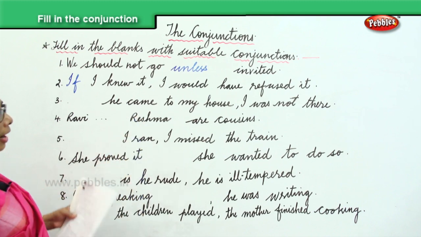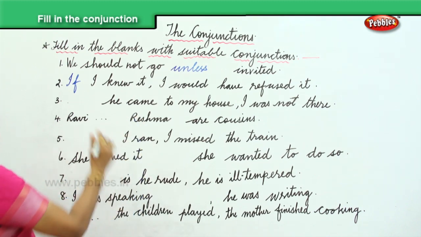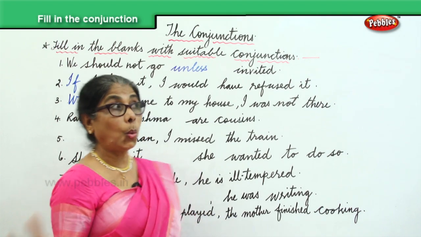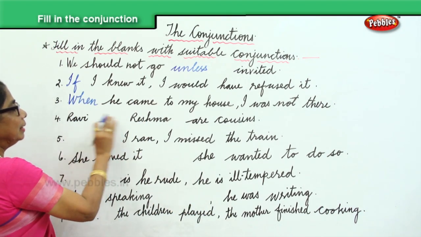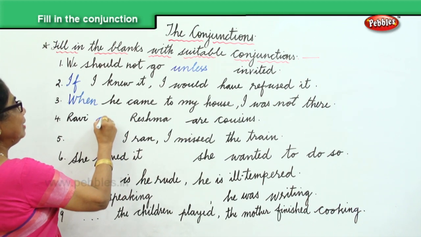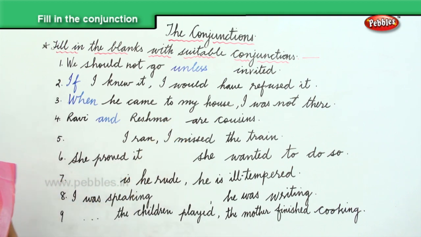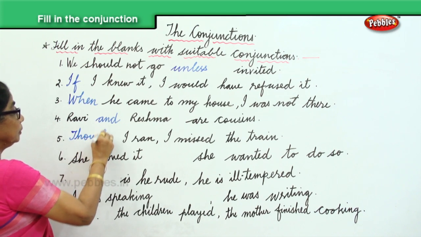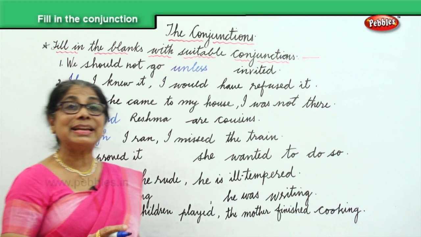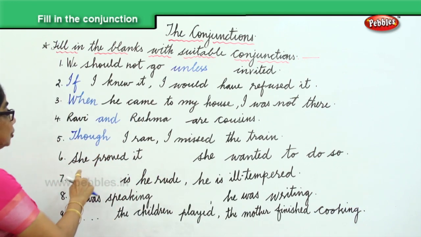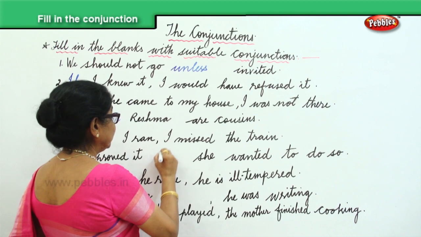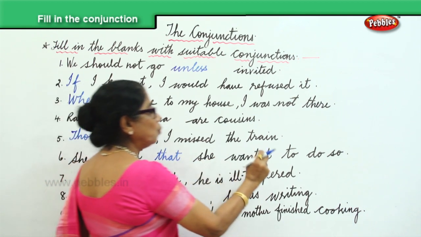Dash came to my house. I was not there. When he came to my house, I was not there. Ravi and Reshma are cousins. Dash ran. I missed the train. Though I ran, I missed the train. She proved it that she wanted to do so.